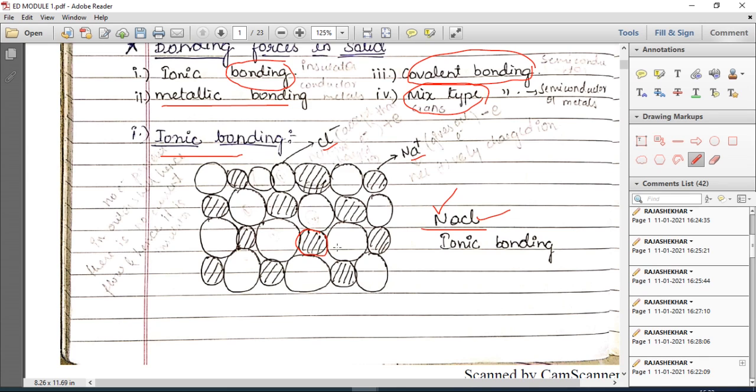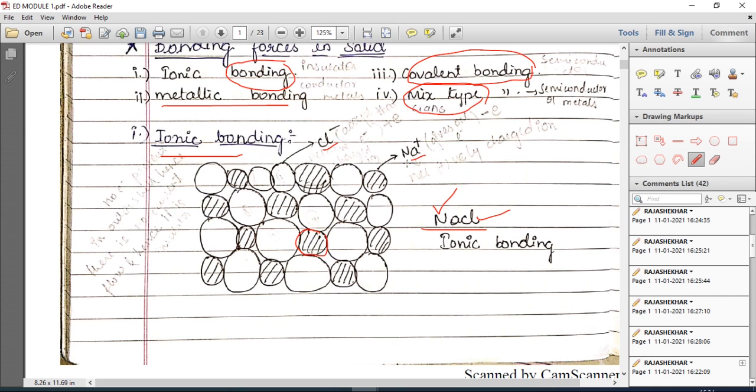But in this structure we have shown only 4 nearest chlorine atoms, because the other 2 are located one in front of this sodium atom and another at the bottom of this sodium atom. So that cannot be shown in the 2D image. It can be displayed in a 3D image. Because of that, here we have shown only 4 chlorine atoms surrounding the sodium.